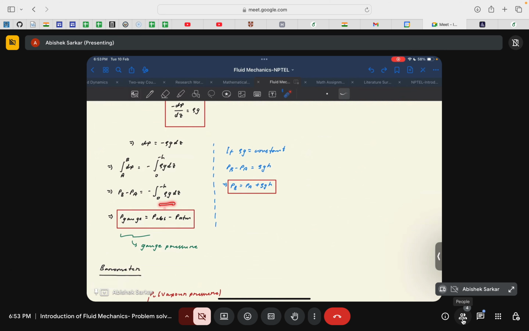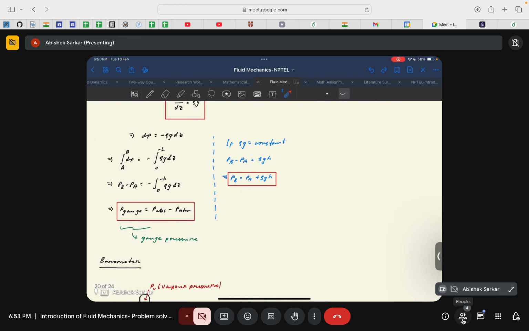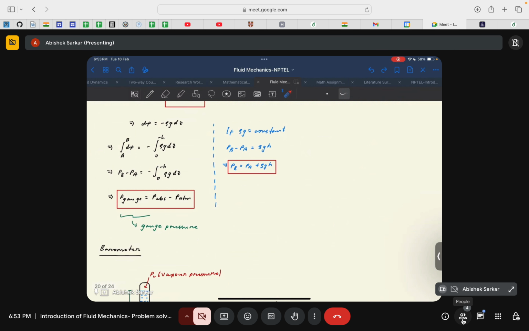So if you do the calculations, you will get PB minus PA is equal to the integration of rho g dz from 0 to minus h. So minus rho g integrated dz from 0 to minus h. This will be your expression. If you simply integrate it, if rho g is constant, of course it will be constant for most of the scenarios that we have, you will get PB minus PA is equal to rho g h, or PB would be equal to PA plus rho g h. So it basically implies that the pressure at point B is higher than the pressure at point A, and it is differing by a factor of rho g h.